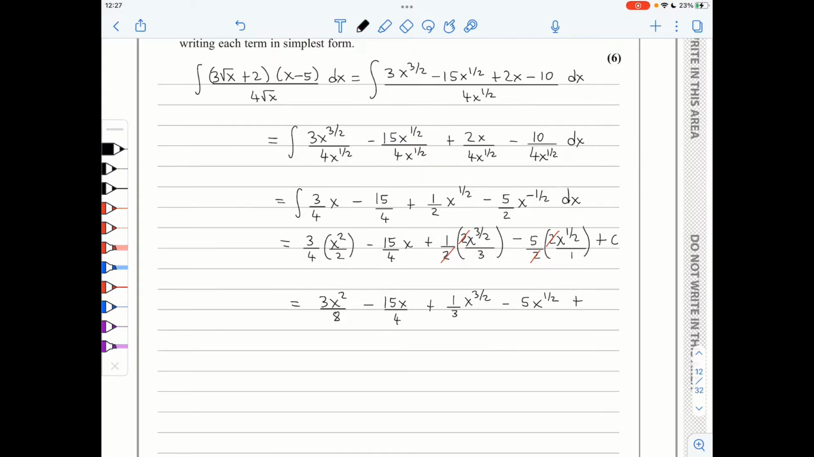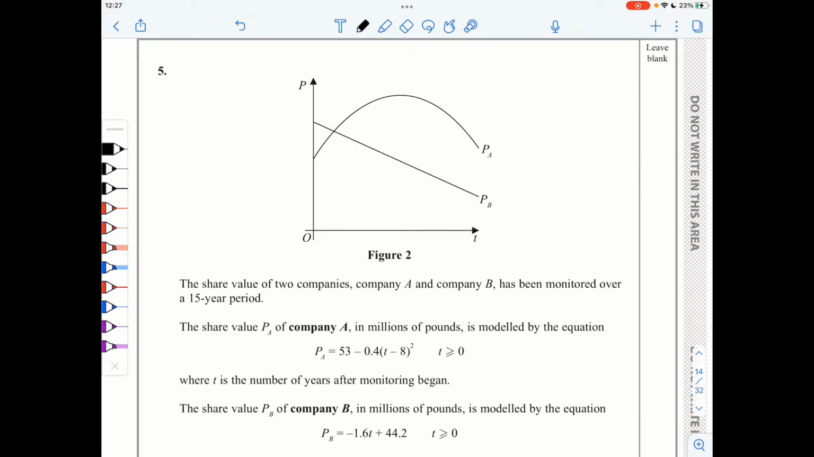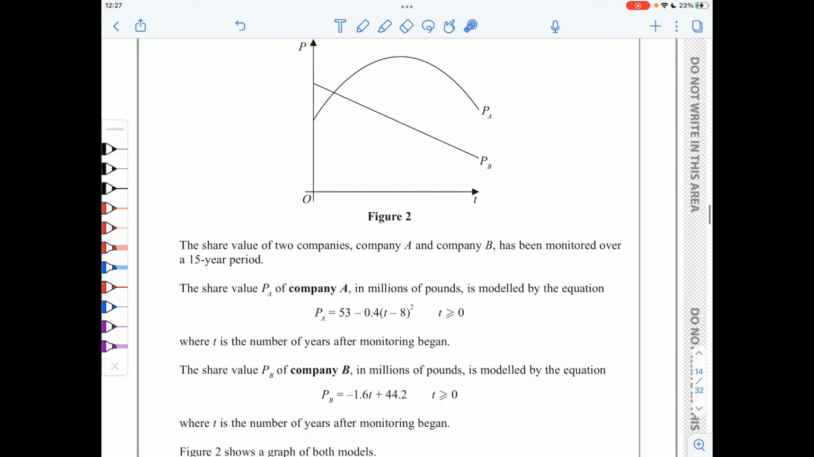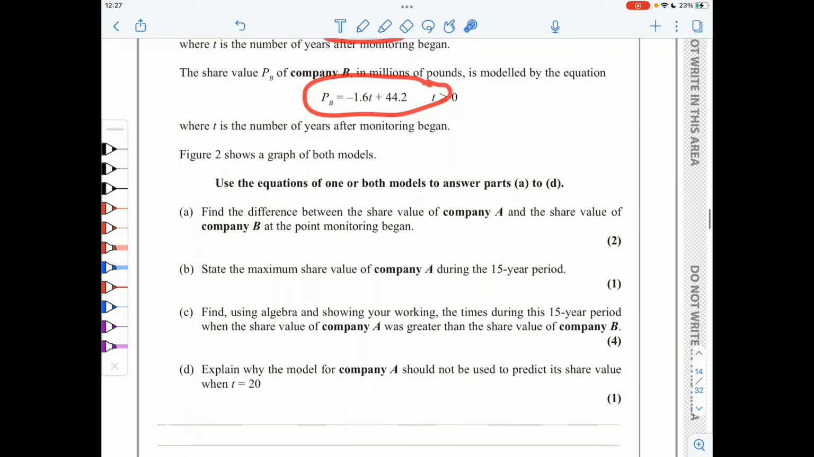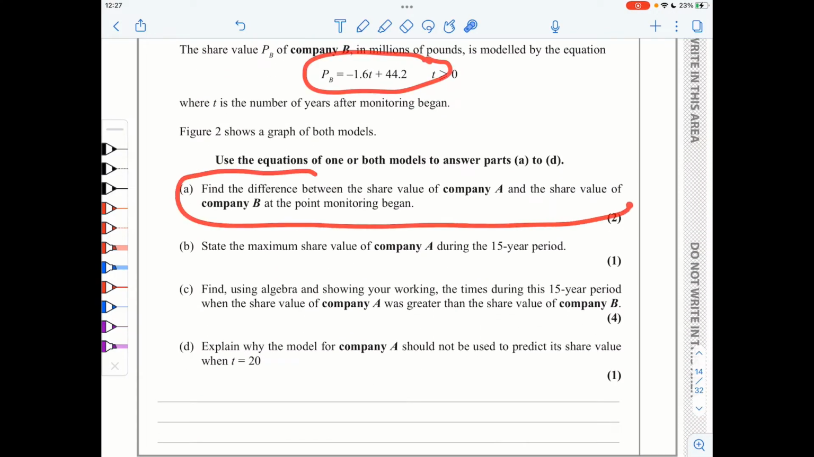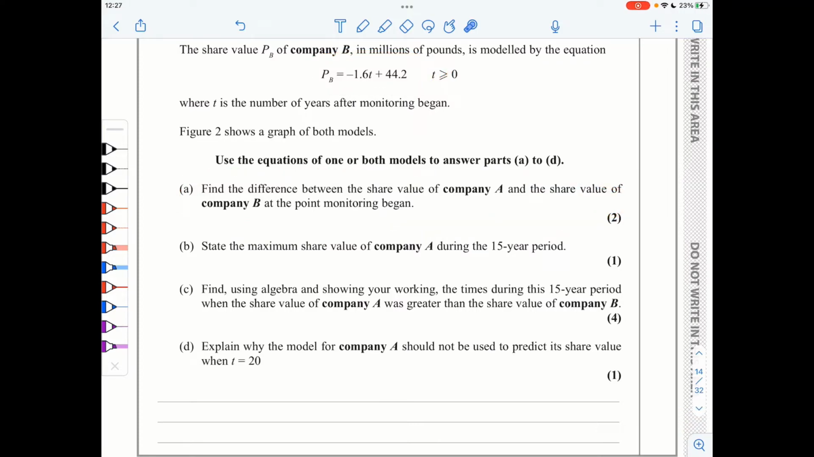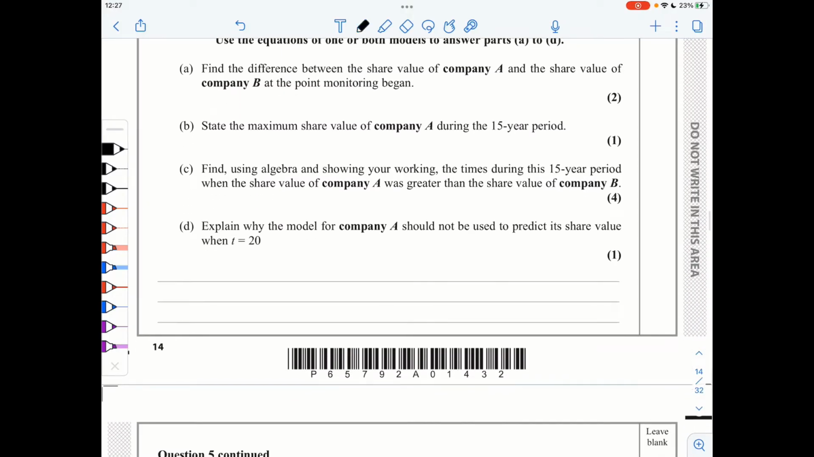In question 5, we've got the graph of the share value of two companies, A and B, being monitored over a 15-year period. And this is an expression for the share value of company A in millions of pounds, and similarly for company B. And we need to find the difference between the share of A and the share of B at the point the monitoring began. So I will actually start by evaluating both of these when t is 0.